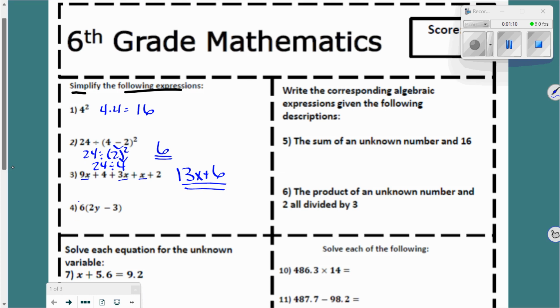Number 4 is just a distributive property question, meaning I'm going to distribute the 6 to both of them. 6 times 2y gives me 12y. My sign doesn't change. It's going to be subtracting. 6 times 3 gives me 18.